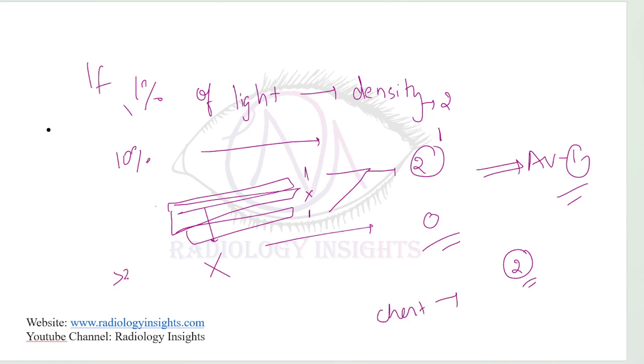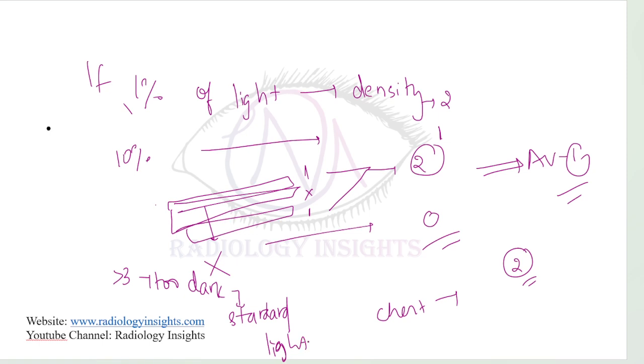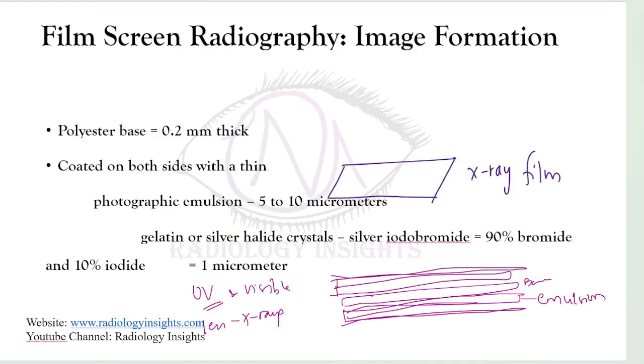A density of more than 3 is too dark to be viewed on a standard light box, and requires a bright lamp if details are not seen. So these are the important points about film screen radiography image formation.